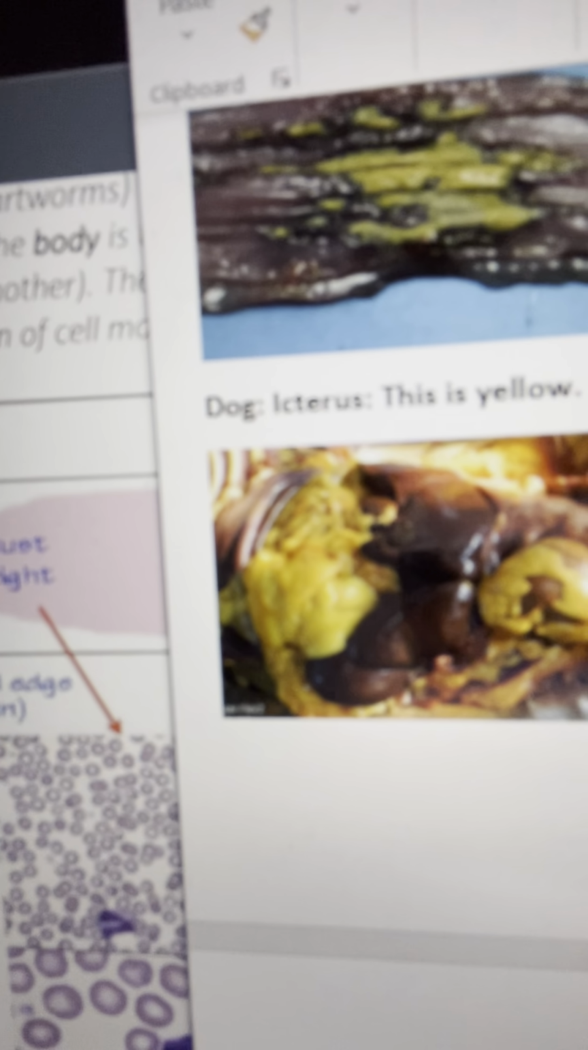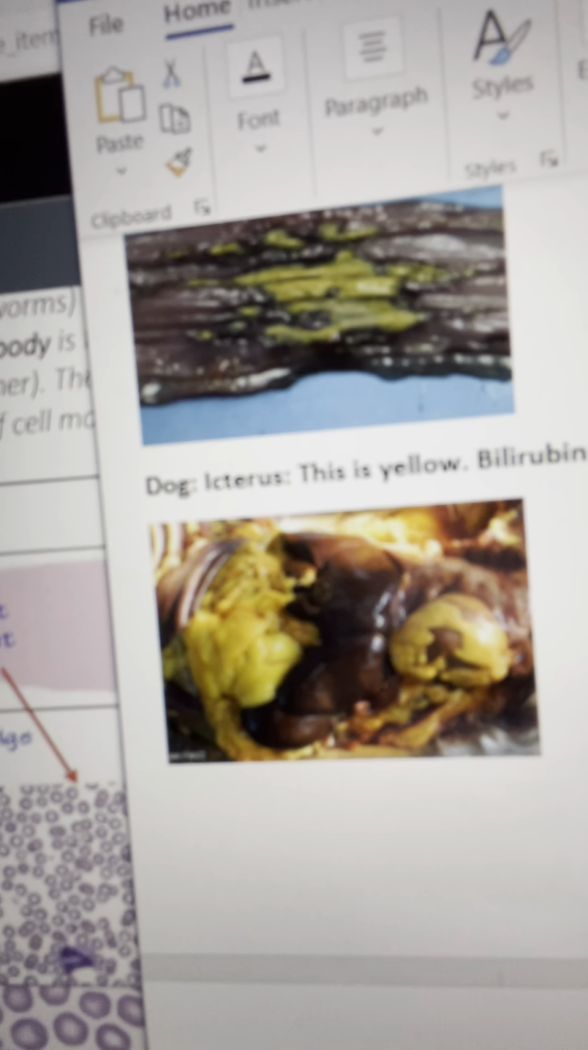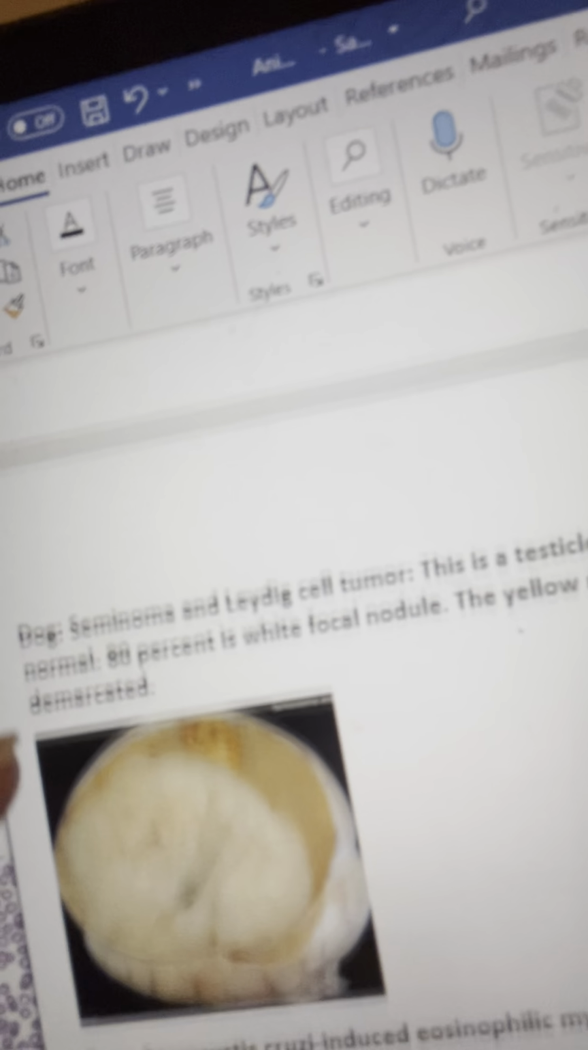And then here we have a dog with icterus. This is yellow, because bilirubin is accumulated. It's either prehepatic, hepatic, or posthepatic that is causing this.